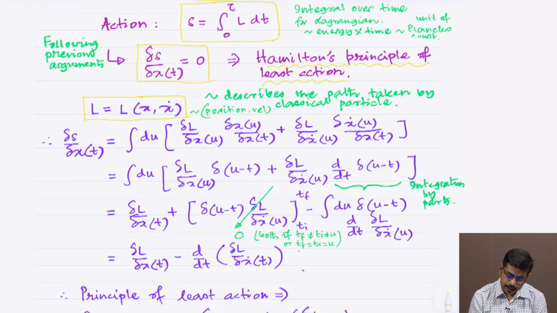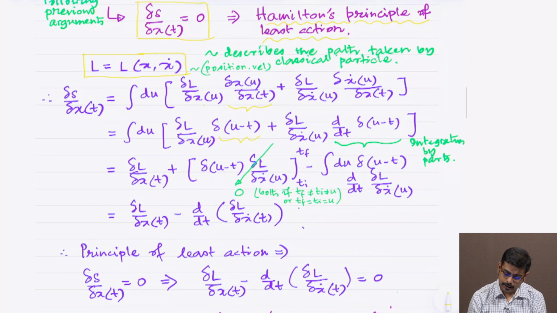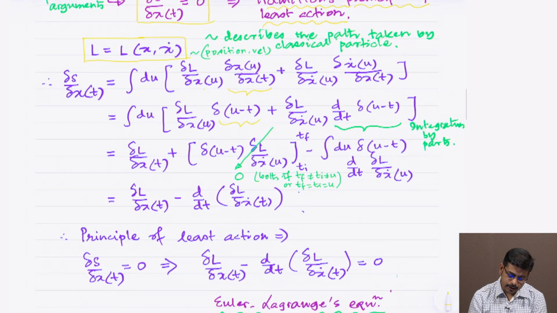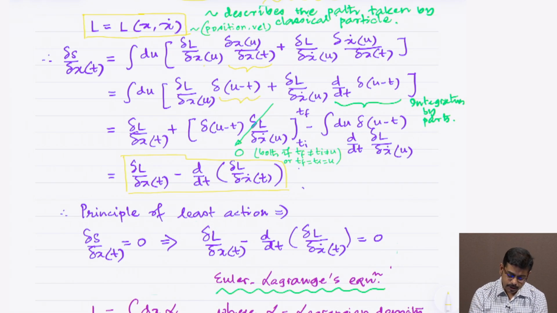then you can say that del x u by del x t is a delta function, delta of u minus t, where del x dot by del x t is nothing but d/dt of the delta function u minus t. Then you can do an integration by parts to show that what you are left with eventually is that del S by del x t equals del L by del x t minus d/dt of del L by del x dot. So, this is a matter of calculation. You can go through this calculation neatly and rigorously, which leads you to this fact.